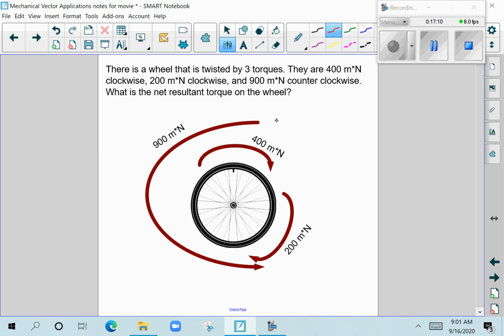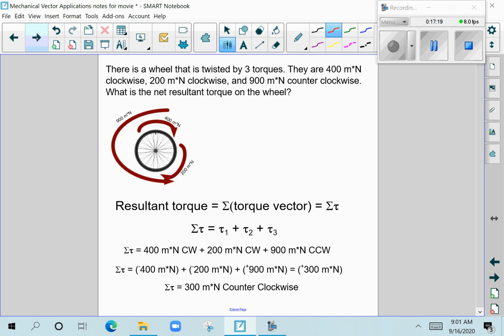So I'm going to just simply either draw these out, which becomes very convoluted, I am not going to lie, or I can just use plus and minuses. So anytime I do anything with an angle or a torque, I work with plus and minuses. So 400 clockwise is negative 400, 200 clockwise is negative 200, and 900 counterclockwise is positive 900. So I have negative 400 plus negative 200 plus positive 900. That's positive 300. So positive means counterclockwise. So my answer is 300 meter newtons counterclockwise.